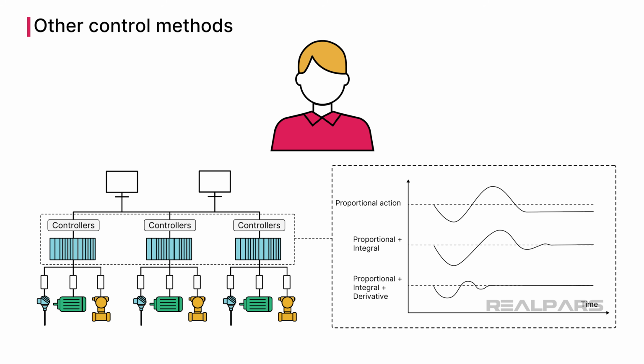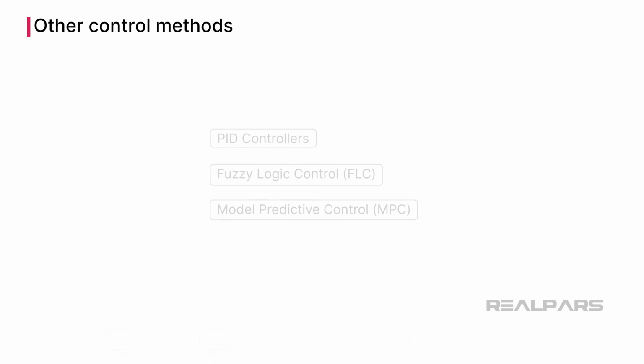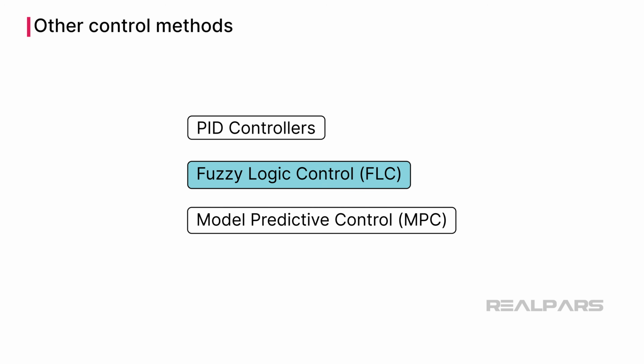Hopefully, we haven't given you the impression that PID controllers are the only choice for process control in the industry. Other control methods include fuzzy logic control, or FLC, and model predictive control, or MPC. PID controllers are the most common because of their familiarity and functionality.